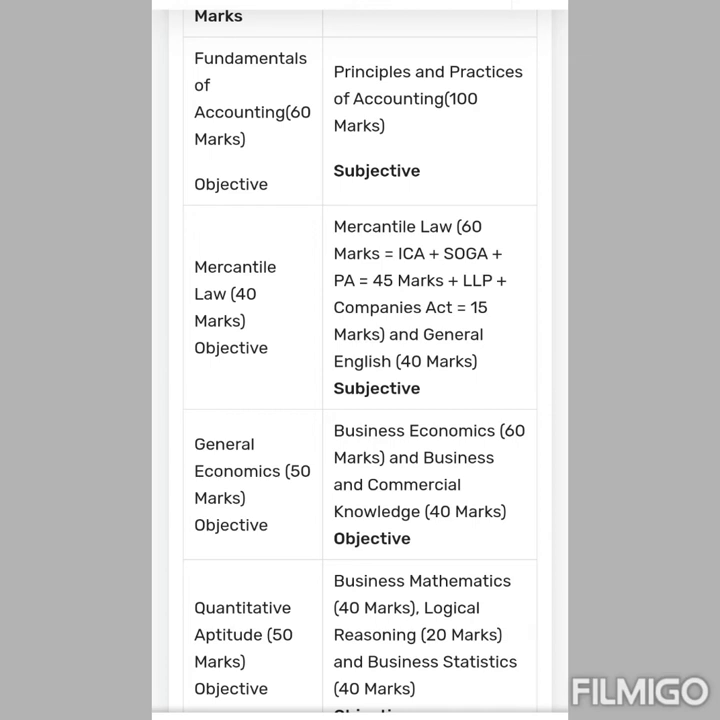Looking at it in a detailed format, Paper 2, Business Mathematics, Logical Reasoning and Statistics, comprises 2 parts. The first part is Business Mathematics and Logical Reasoning, allotted 60 marks, and part 2, Statistics, will be given questions for 40 marks. The next, Mercantile Law and General English, consists of 2 parts. Part 1 is Mercantile Law, for 60 marks, and part 2, General English, is for 40 marks. Similarly, Paper 4, Business Economics and Business and Commercial Knowledge, comprises 2 parts. Part 1 Business Economics and Part 2 Business and Commercial Knowledge. Part 1 for 60 marks and Part 2 for 40 marks.